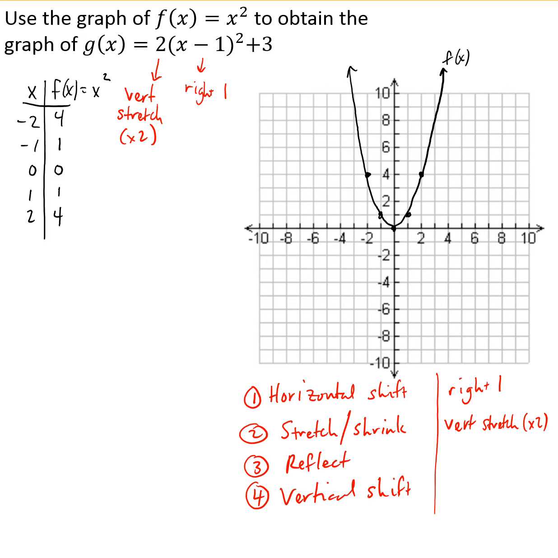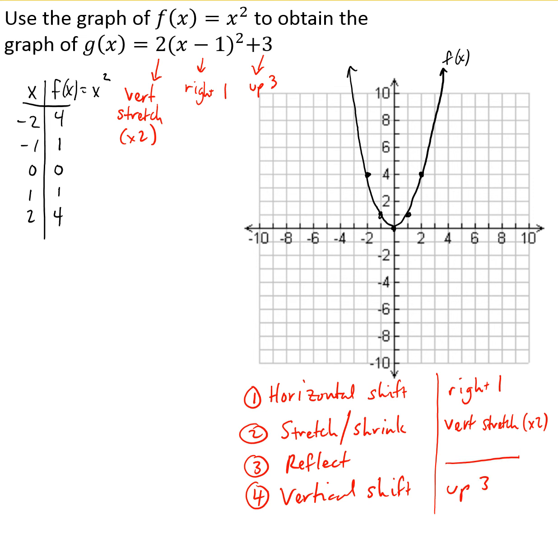And then finally we have that +3 there on the end. So that's 3 being added to our old y coordinates because it's after things are squared. And so that's going to be a vertical shift. And because it's positive, it's going up 3. So we don't have any reflections in this problem. There were no negatives, no negative multiples. And so we do have that vertical shift going up 3.